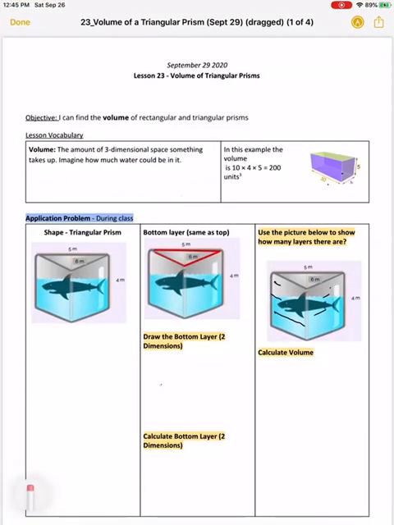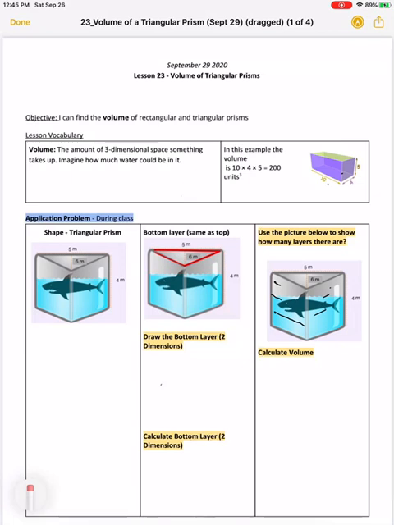All right, in this video we are gonna work with calculating volume of triangular prisms and also rectangular prisms. And we want to remember that volume is just basically saying how much space does something take up. And so when we're thinking about volume, we're really asking how much does it take to fill it up.